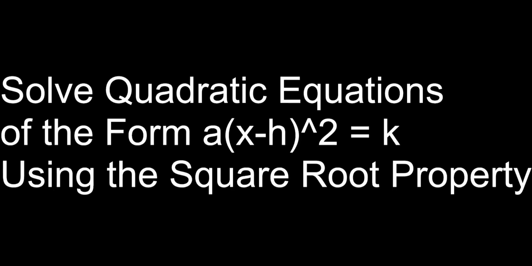Hello everyone. The title of this video is Solve Quadratic Equations of the form a times the quantity x minus h squared equals k, where a, h, and k are real numbers, using the square root property.